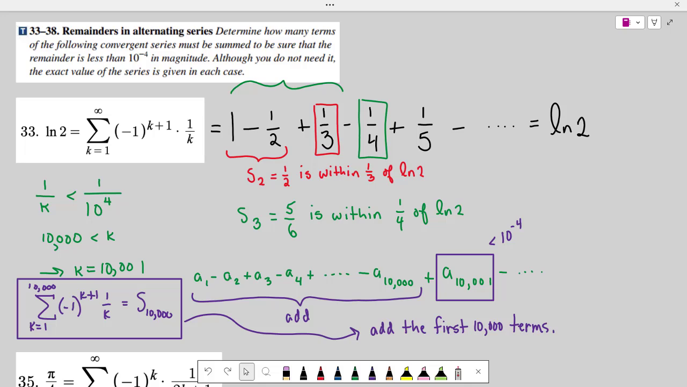So if you look at the green, the green is S sub 3 if we add these first 3 terms together. The remainder would be -1/4 plus a fifth minus a sixth plus a seventh minus an eighth plus a ninth. So R sub 3 is going to be everything from here to here. That will be R sub 3. And this first part of the remainder is going to be our estimate for the remainder.